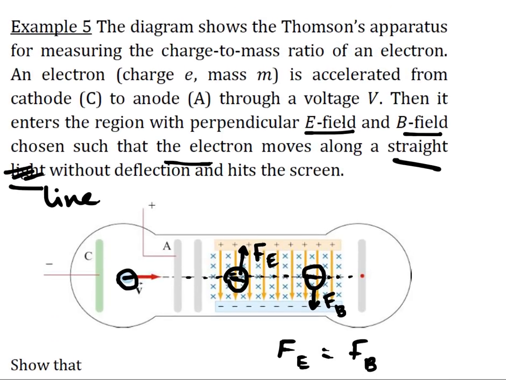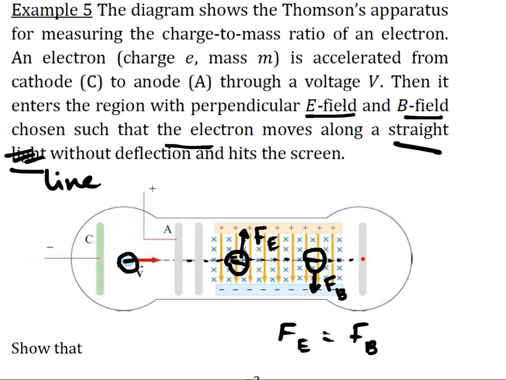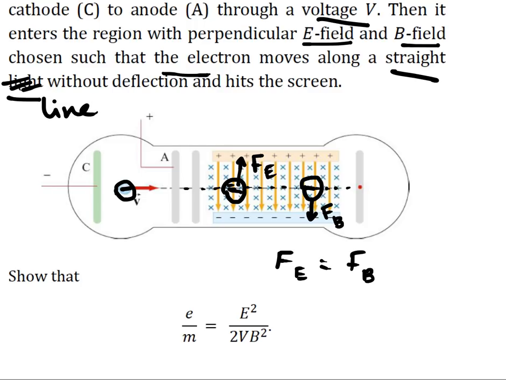And then how to find this force? Okay. An electron is accelerated from the cathode to the anode through a voltage V. So in this case, this is the cathode and this is the anode, and there is going to be a potential difference V applied across the anode and the cathode.